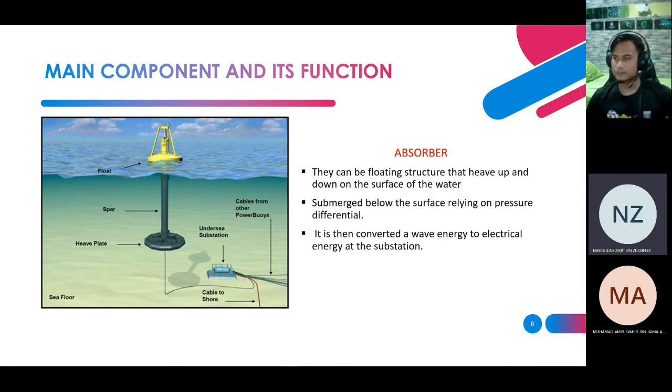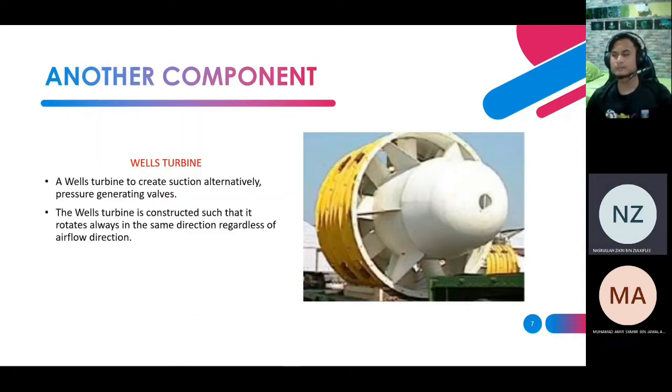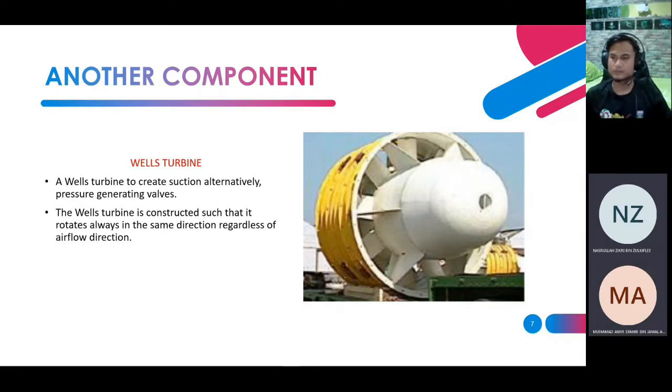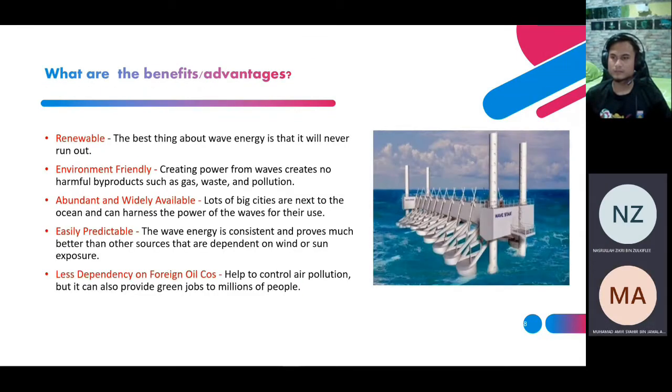So this is the second main component. Wave turbine. So the wave turbine is in an oscillating water column. A wave turbine creates suction or alternatively pressure generating valve. The wave turbine is constructed so that it rotates always in the same direction regardless of airflow direction. So for the pros and cons, Amir, you can start.